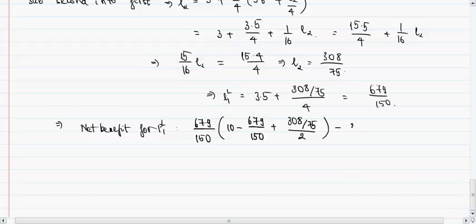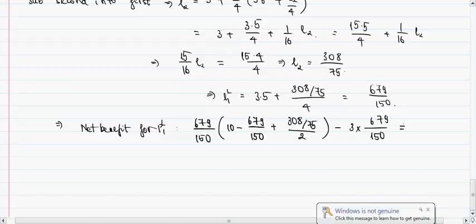Now the total cost, which is 3 times 679 divided by 150. So if you use a calculator, you get, that will give you 20.5.